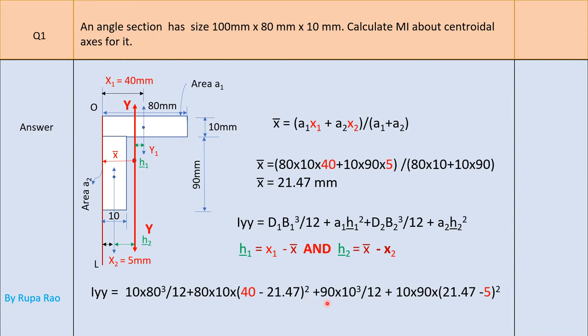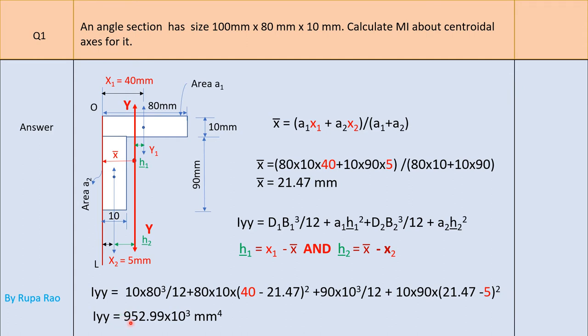Plus 90 into 10, then press the x cube button divided by 12, plus 10 into 90 into bracket open 21.47 minus 5 bracket close, then press the x square button, is equal to. See what answer you get.